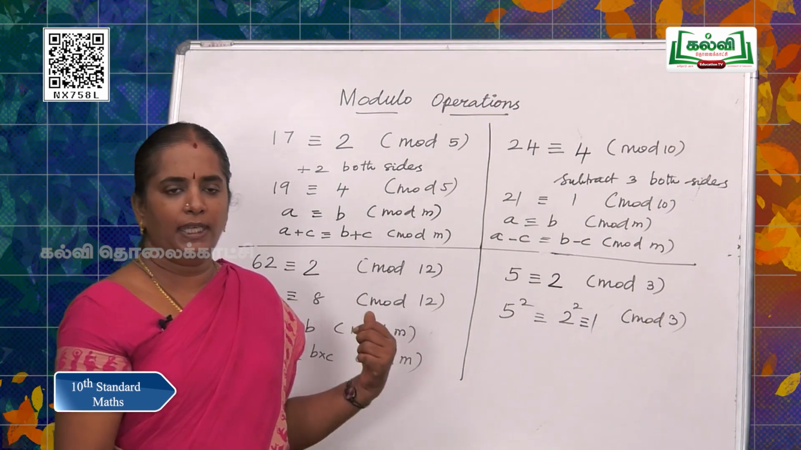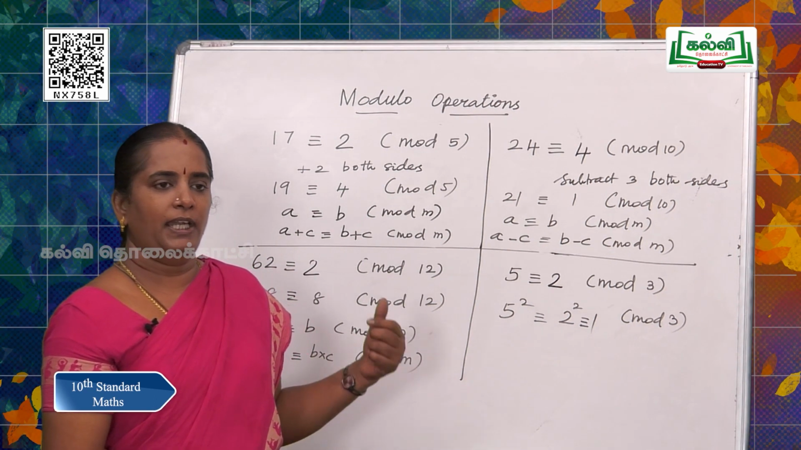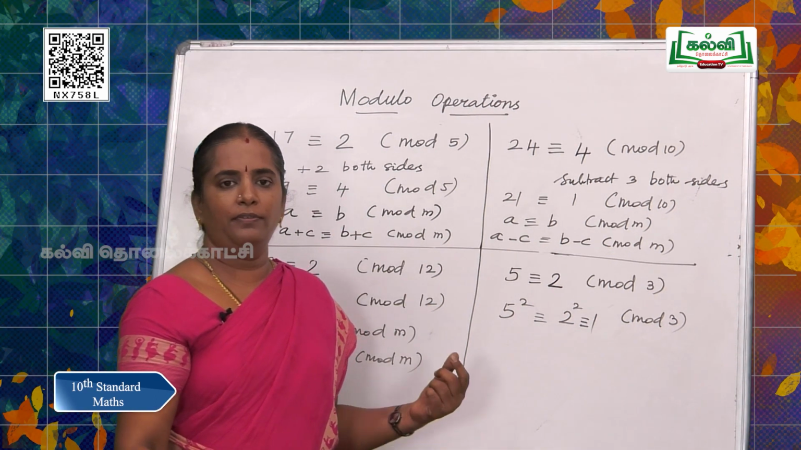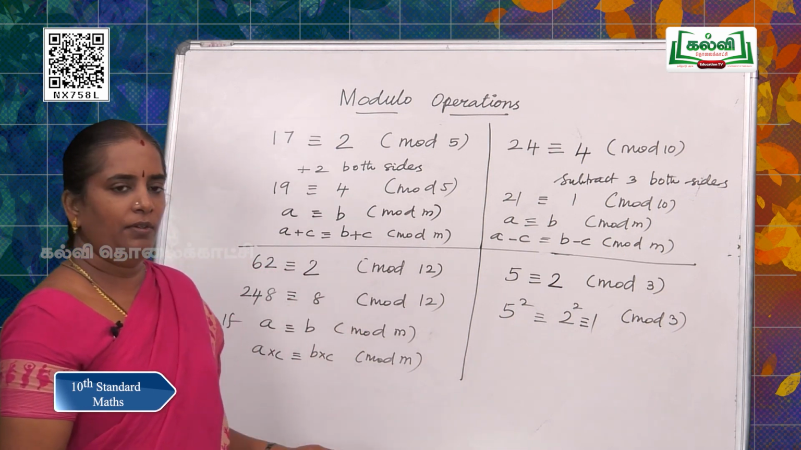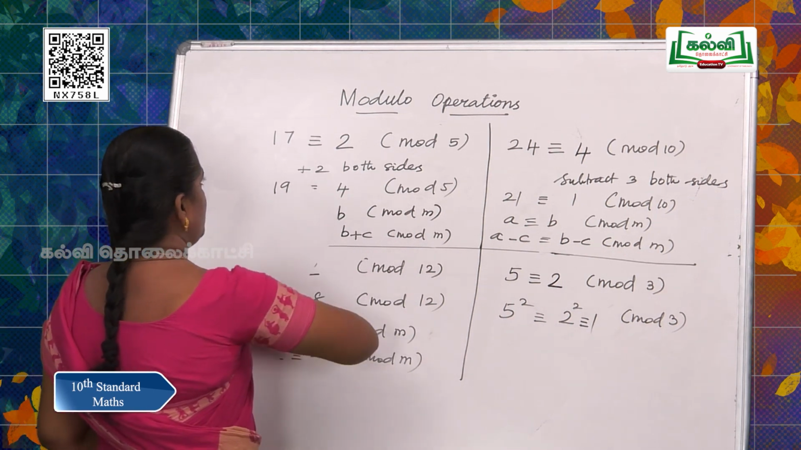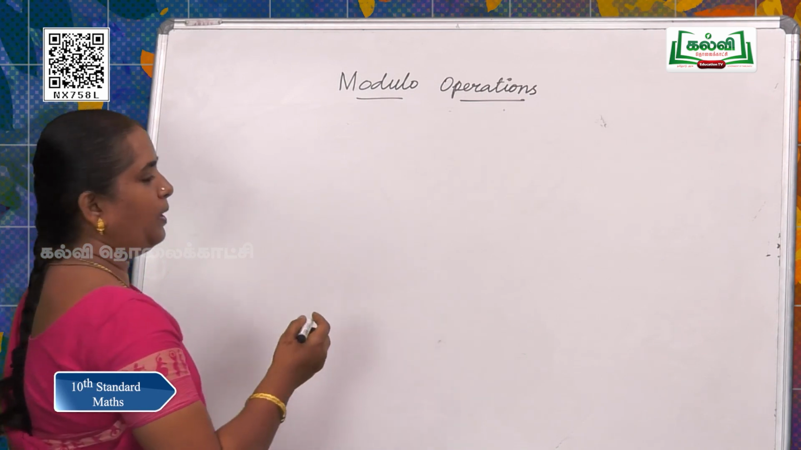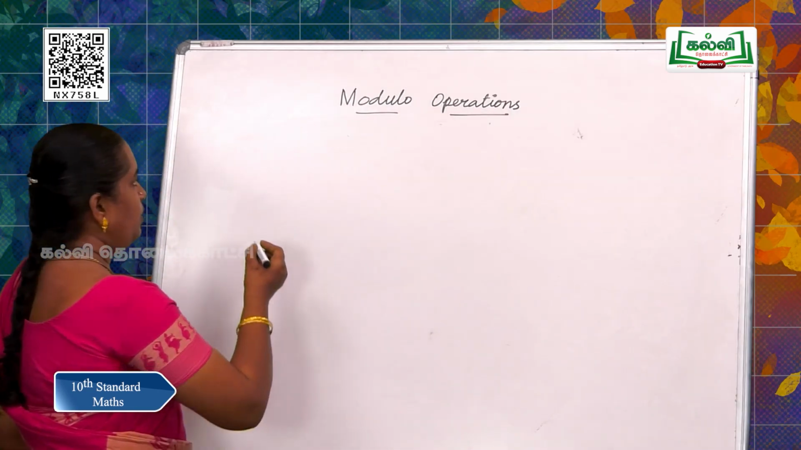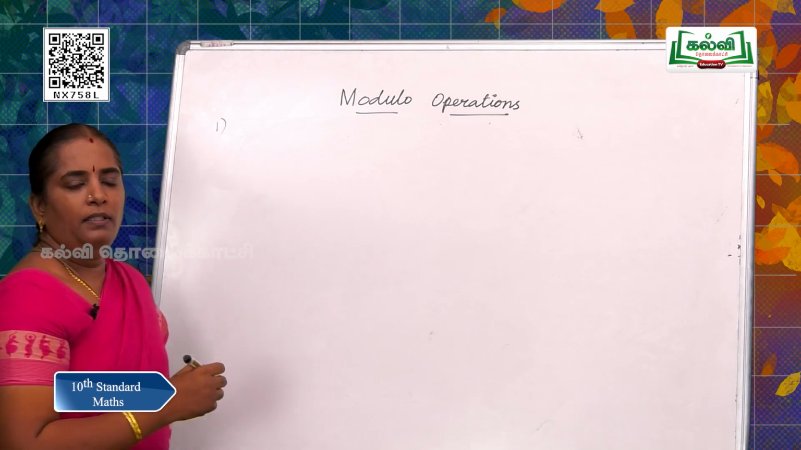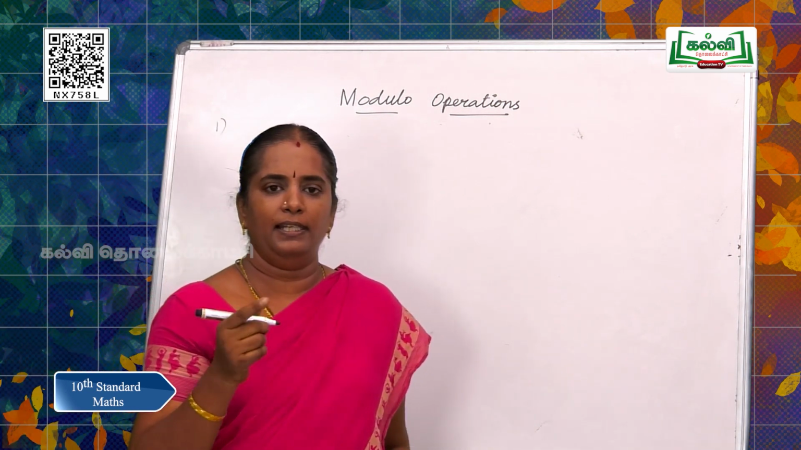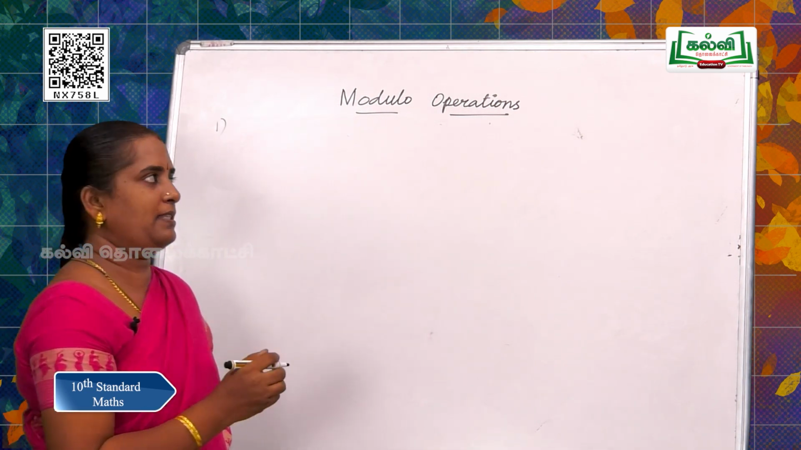So, keep these properties also in mind in addition to whatever we have learned in the last session. Now, we are going to enter into the exercise. Exercise 2.3. First sum goes as, yes, what is the first sum? Find the least positive value of x.